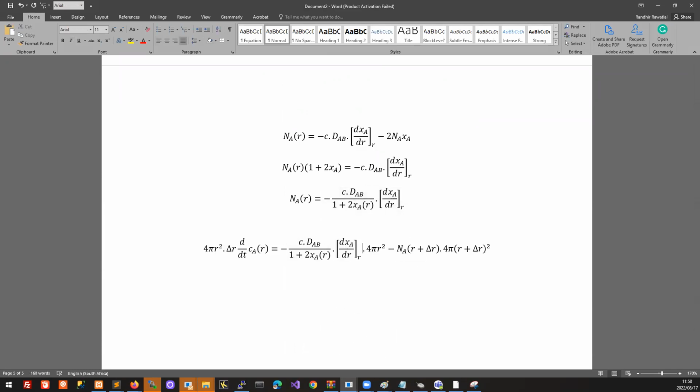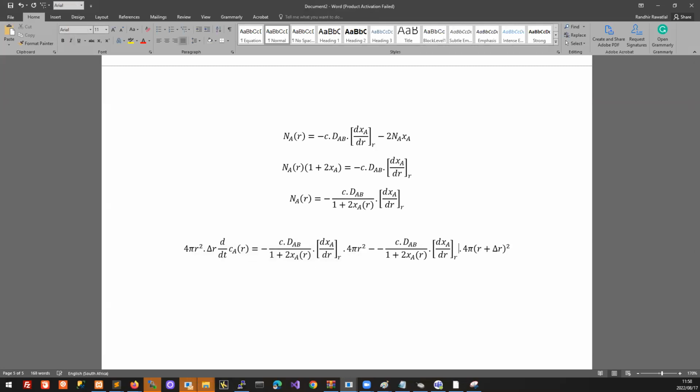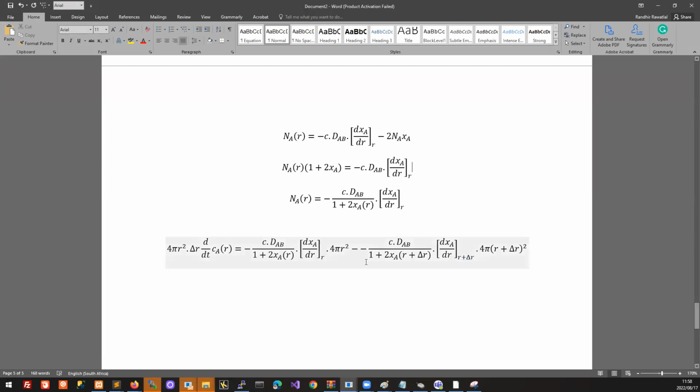And then NA at R plus delta R is that. And now we just have to specify plus delta R here. So this is all at R plus delta R. Okay, the equation is looking quite nice, right?